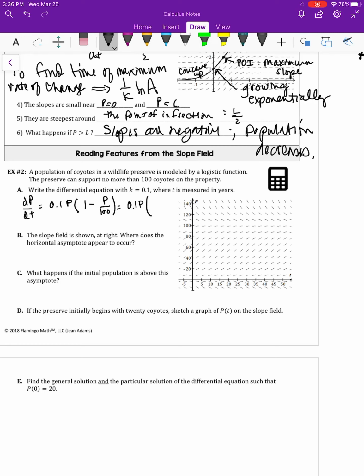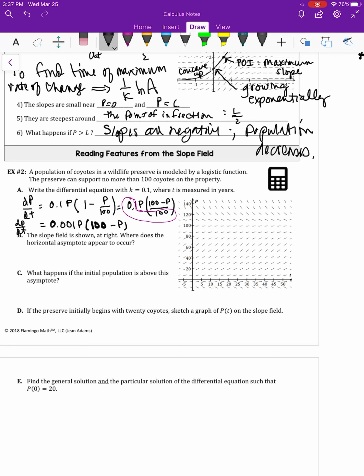And so if we do the same thing that we did, making that 100 divided by 100, it's the same thing as 0.1 p times 100 minus p over 100. And then if we combine that 0.1 divided by 100 here on the outside, I'm just going to circle it, and make that an actual number, that is going to be 0.001 p times 100 minus p. And so that's a good dp/dt that they're asking for, right? The differential equation with k equal to 0.1.